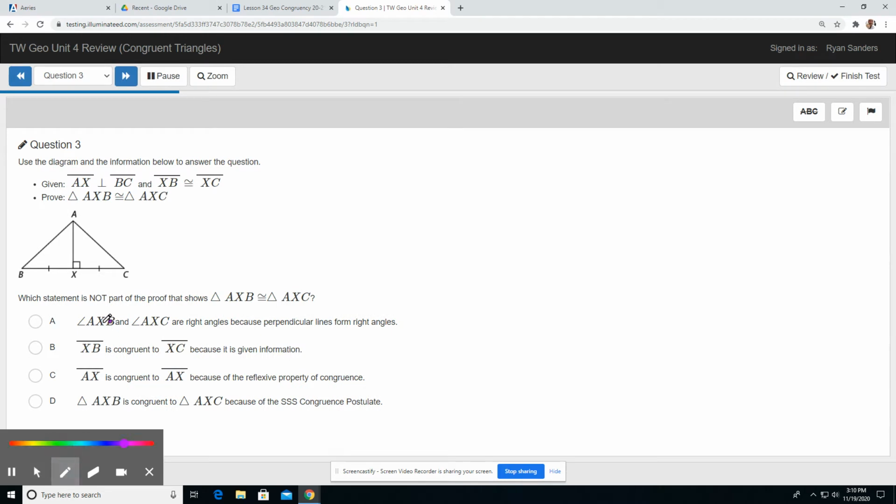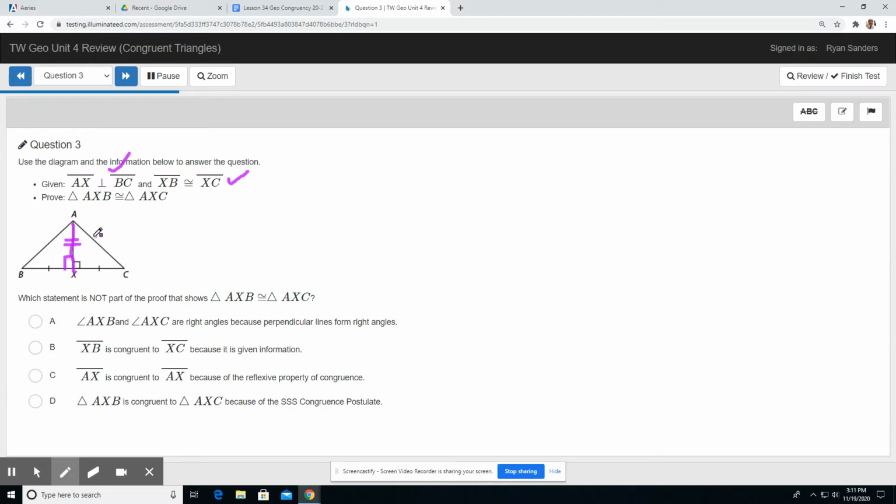All right. Use the diagram and the information below to answer the question. Given that AX is perpendicular to BC. So that means we got this as a right angle also, or 90 degrees. Perpendicular on both sides of there. XB is congruent to XC, and they gave it the tick mark, check. And I went ahead and marked that off. And prove that these triangles are the same. Well, there's that side of reflection again. So that matches. I'll give it 2 tick marks.